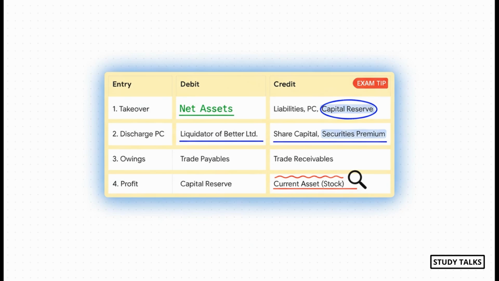Okay, let's look at the journal entries in Best LTD's books, the buyer. Check this out. When they take over the business, the net assets are actually 18 lakhs, but the PC is only 15 lakhs. That difference? It goes straight to the credit of capital reserve. And then, when they pay that PC, the shares are issued at a premium, so you see a credit to securities premium. After that, it's cleanup. Pass an entry to cancel that mutual debt, and another to get rid of the unrealized profit.